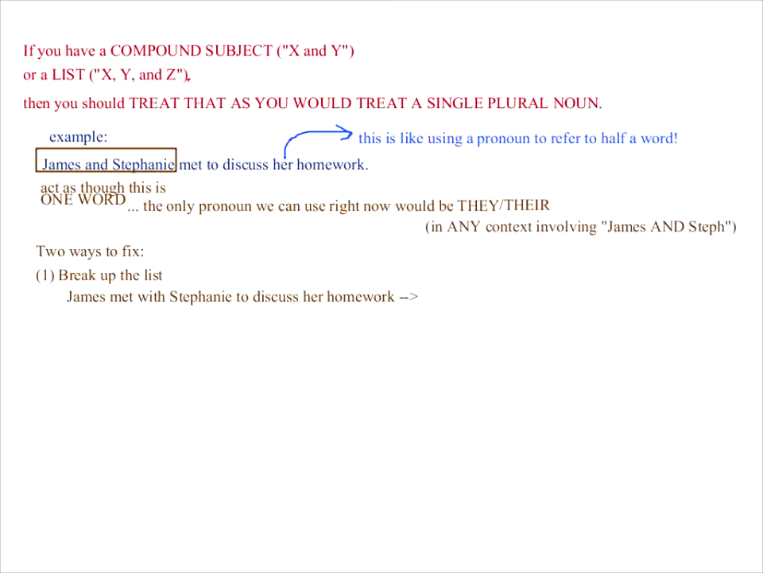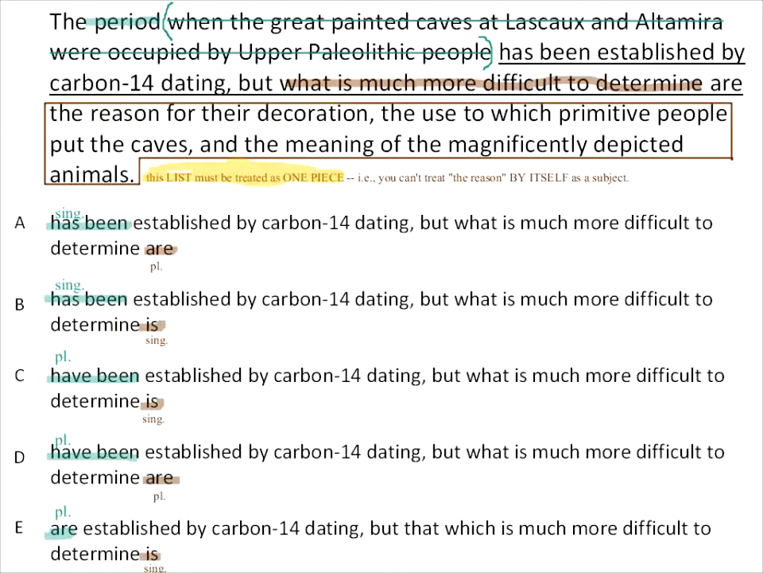So if that doesn't clear that up for people who typed in the text box, then just type again. One way to handle this is to break up the list. James met with Stephanie to discuss her homework. This is okay, because now her is Stephanie's. The other way to do it is to just repeat words. So if you say something like, James met with Stephanie to discuss Stephanie's homework. This is okay. But the point is, you've got to consider this.